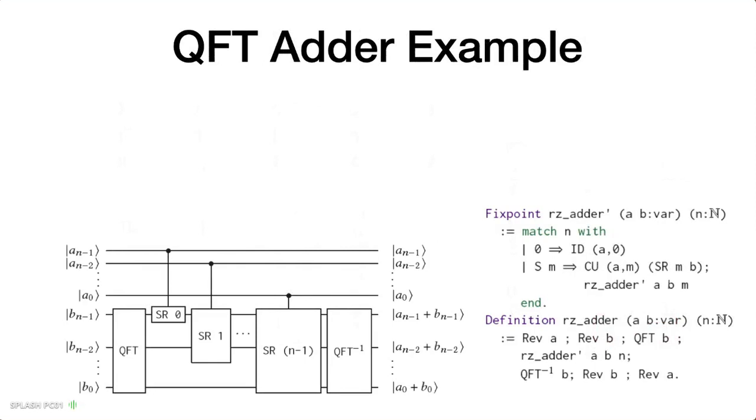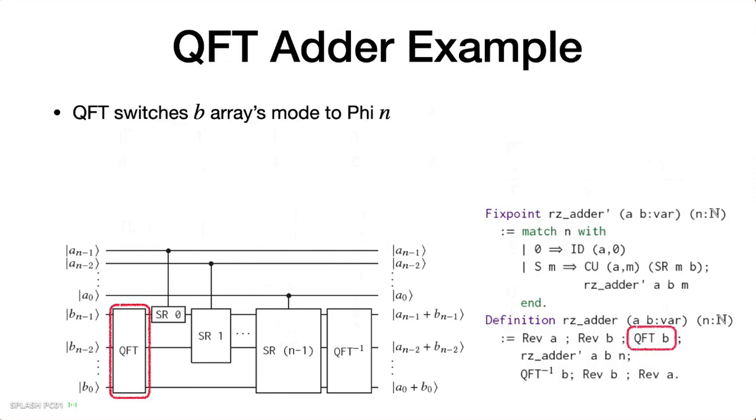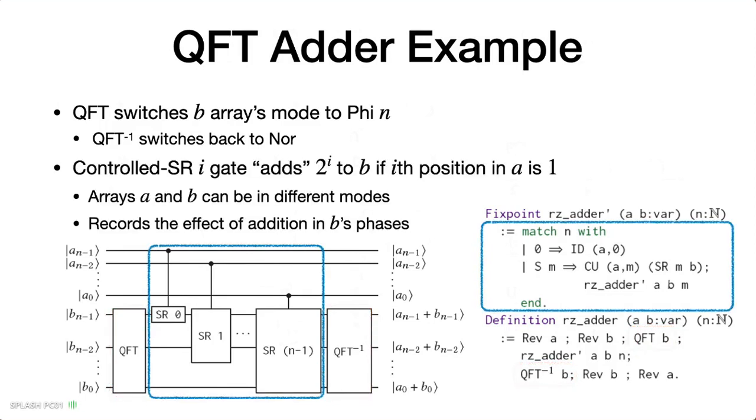So here's an example of an adder that's implemented using the QFT operation. And we can see how the type system and OQASM allows us to express that. So we start by doing a QFT, which switches the input array B's mode into phi mode. So that's all good. QFT inverse will undo the QFT and will take us back to norm mode. In the middle, we're doing these control SR gates, and this is going to be fine because the bits for array A are always going to be in normal mode, so that will satisfy the rule for the control gate, even though the other ones are in superposition. And then we're just going to basically cascade here.